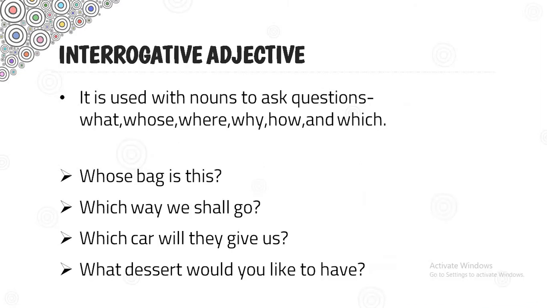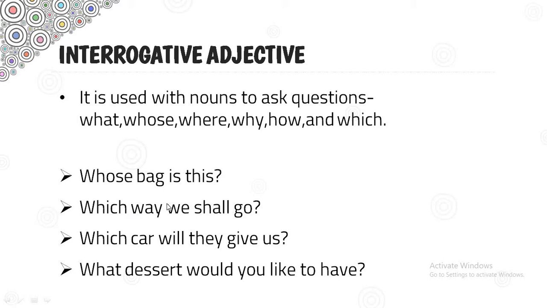Interrogative adjective. Now, with interrogative adjectives, we ask questions. It is used with nouns to ask a question, as in what, whose, where, why, how, and which. You ask a question, as in, whose bag is this? So bag is your noun and you're asking about the bag. Whose bag? So it is your interrogative adjective.